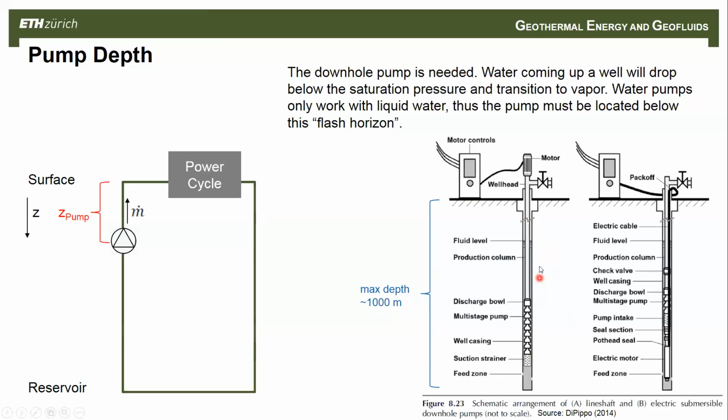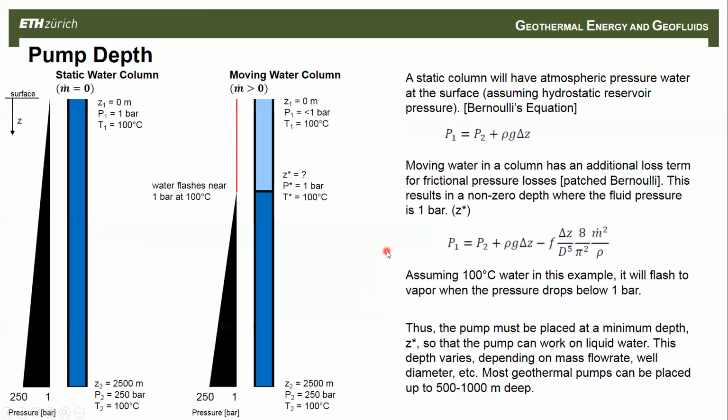These are called line shaft pumps. They tend to be more reliable, but I think you can't go as deep with these, like 0.5 kilometer only. But this is how you pump. You do geofluid pumping in wells. These pumps have to be located below the flash horizon, which is where the water turns to vapor. This is an example here where I explain the flash horizon.